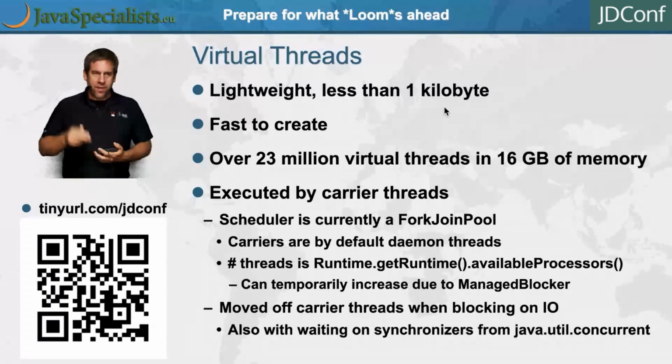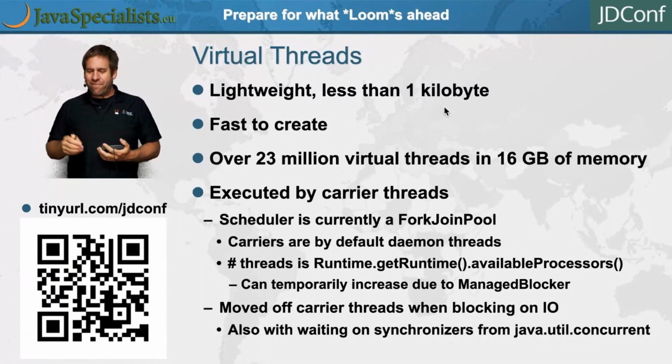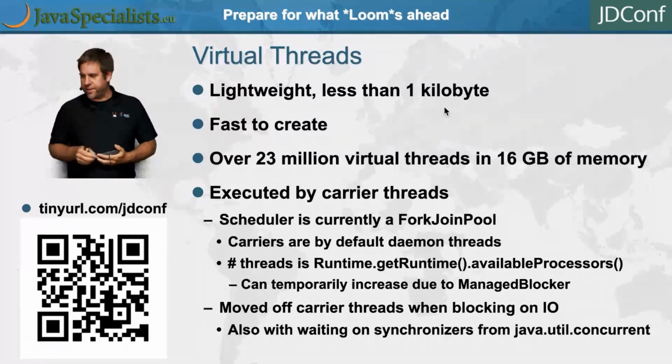The number of threads in the fork-join pool is by default the number of available processors in your system. So the number of hardware threads. And this can temporarily increase due to the managed block. I'll talk about that again in a second.